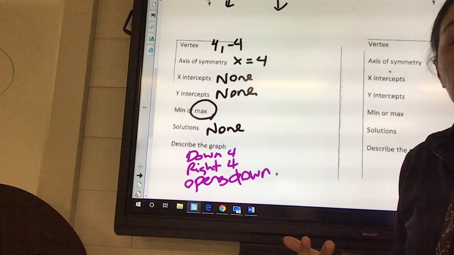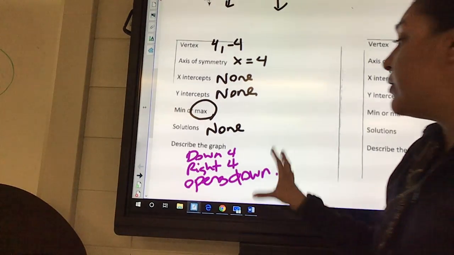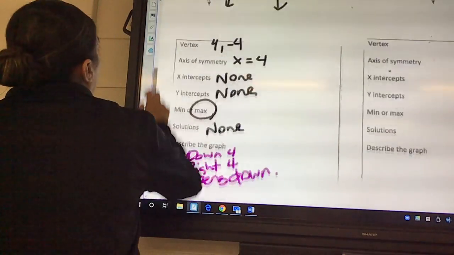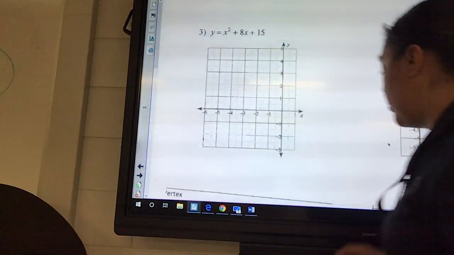And I know this is going really fast, okay? So feel free to pause it and work at your own pace. I have it going fast intentionally because I'm trying to go fast.